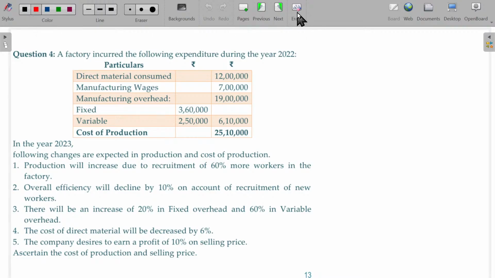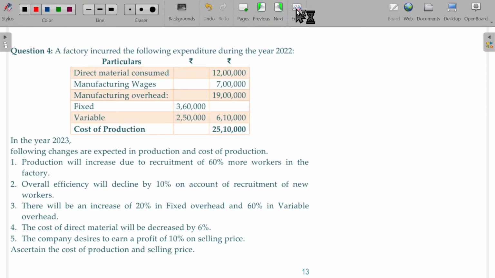This is also again a normal cost sheet. A factory incurred the following expenditure during the year 2022. Okay, we have been given these items. In the year 2023, the following changes are expected in production and cost of production. Ascertain the cost of production and selling price. So first we will finish up the cost of production for the existing year.